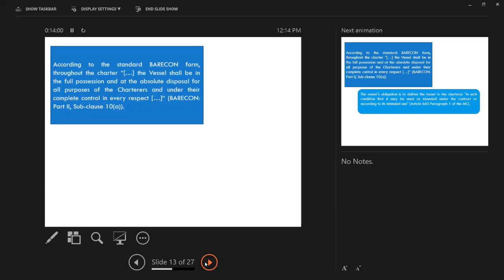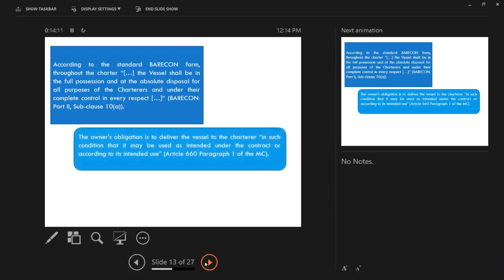So, according to Berkon, the vessel shall be in full possession and absolute disposal for all purposes of the charterers under their complete control in every respect. According to, for example, the Croatian Maritime Code, the owner's obligation is to deliver the vessel to the charterer in such condition that it may be used as intended under the contract or according to its intended use as well.